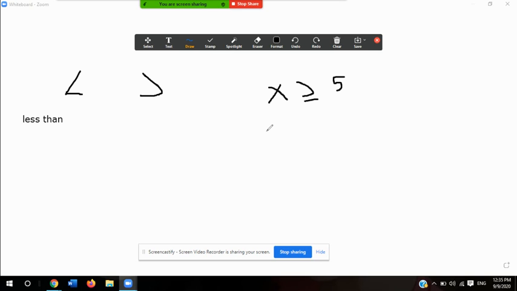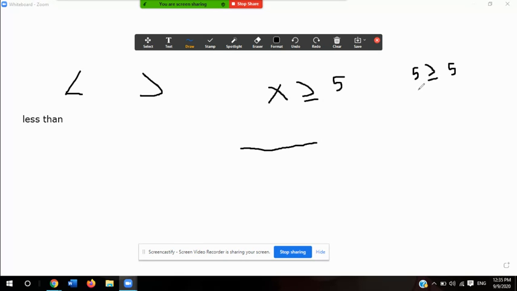Now, one of the things I usually tell my students is that if the inequality is facing the variable, usually that means the graph or the ray is going to move to the right, because it's saying x is greater than or equal to positive 5. So if I want to see if this statement is true, I would say, is 5 greater than or equal to 5? Yes, it is. Why? Because it says it right here, equal to.